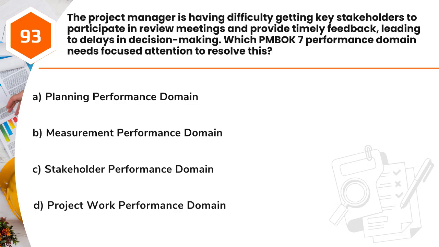Question 93. The project manager is having difficulty getting key stakeholders to participate in review meetings and provide timely feedback, leading to delays in decision-making. Which PMBOK 7 performance domain needs focused attention to resolve this? A. Planning performance domain. B. Measurement performance domain. C. Stakeholder performance domain. D. Project work performance domain.